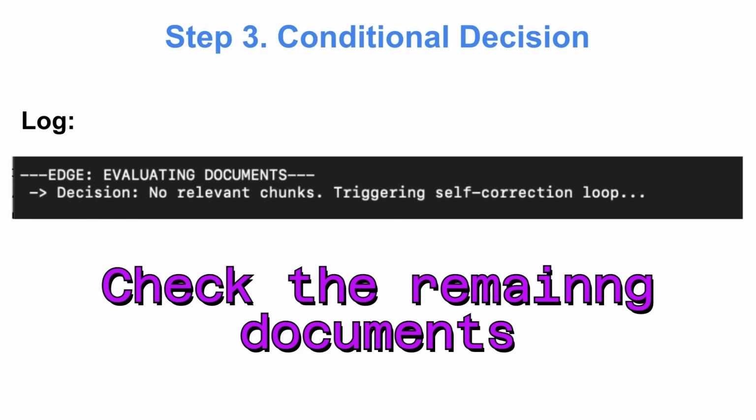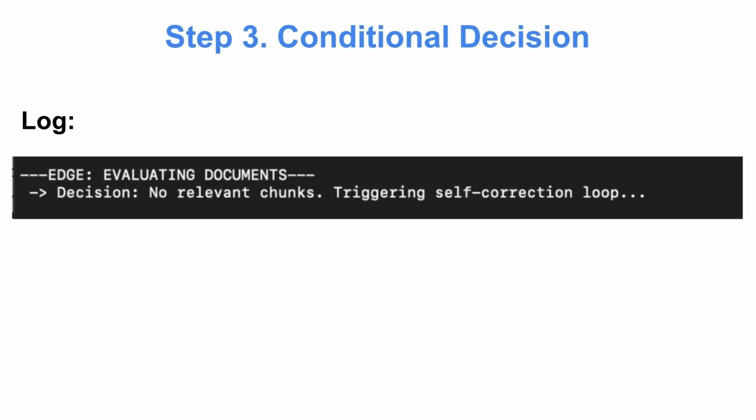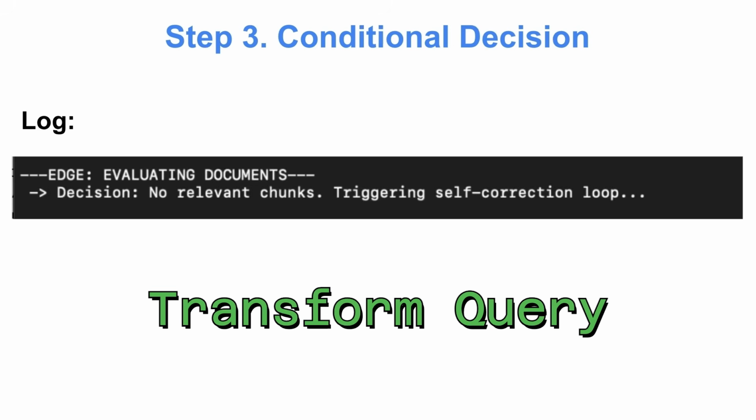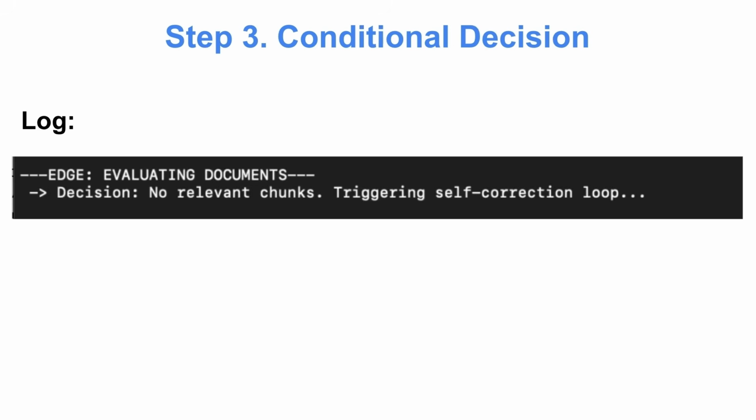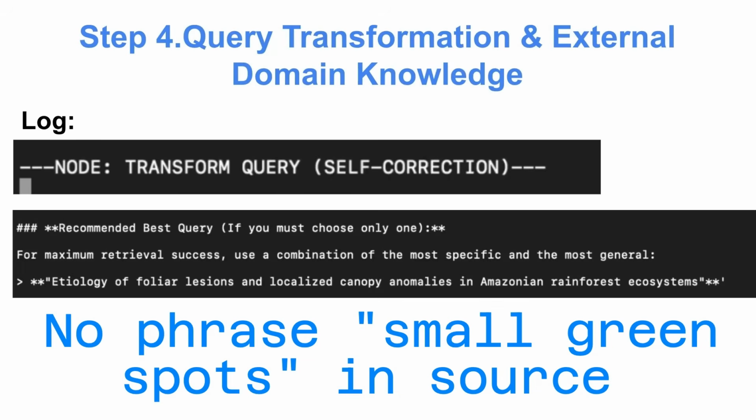Step 3. Conditional decision. The router checks the list of remaining documents. Since 0 chunks survive the grading process, the control flow routes directly to transform_query instead of attempting to generate a hallucinated answer.